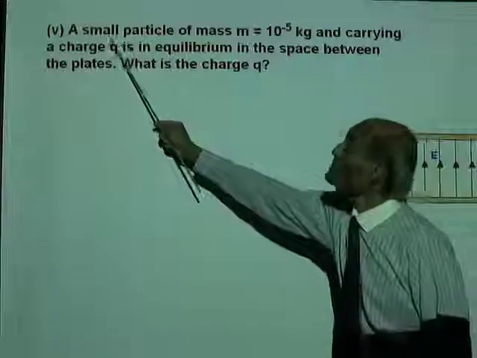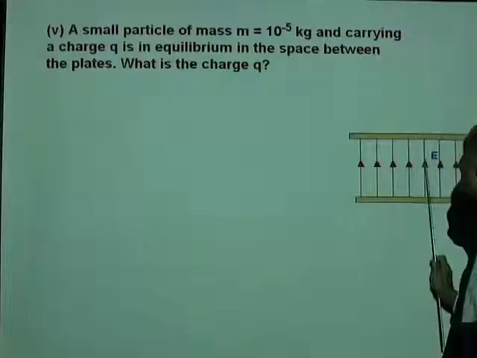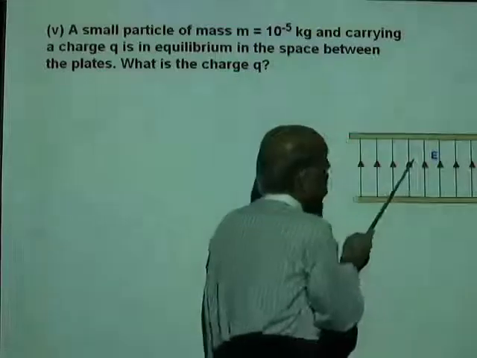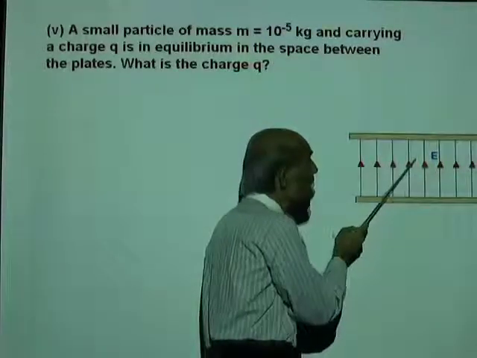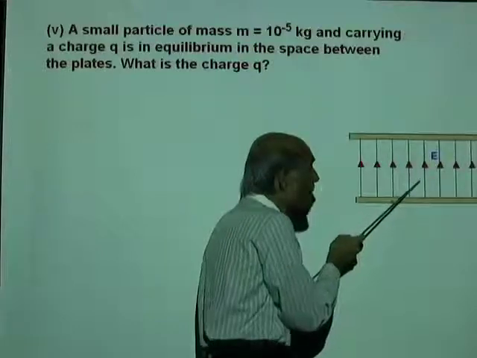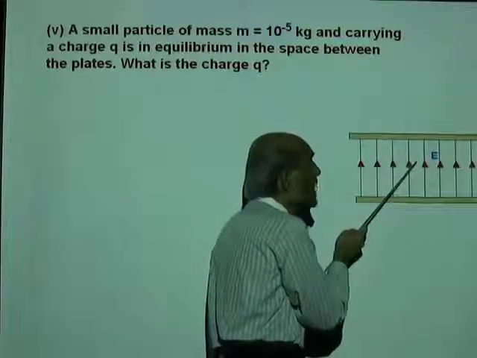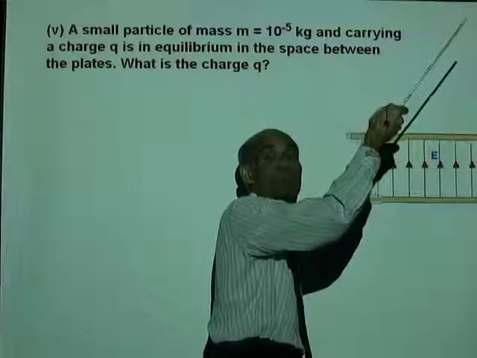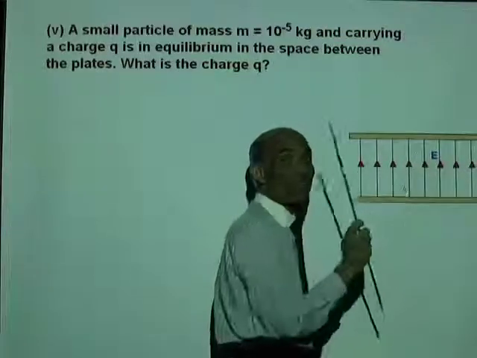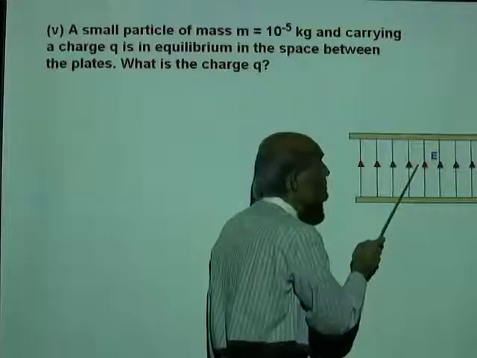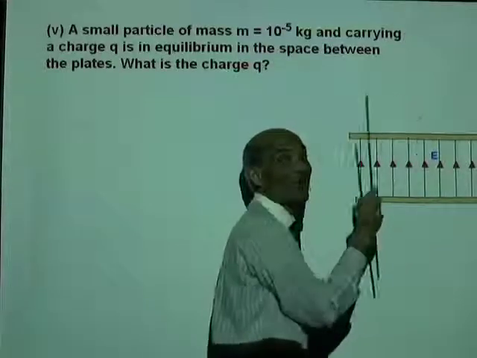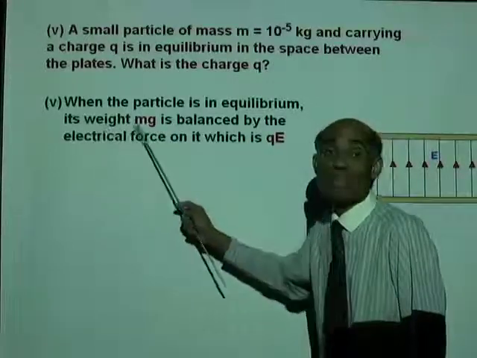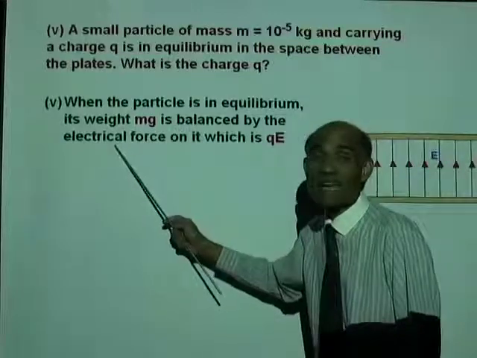We have an object that carries a charge q and is in equilibrium in the space. What does that mean? If the object carrying a charge has to be in equilibrium, then the weight of the object acting vertically down must be balanced by the electrical force that must be acting up. So obviously it is a positive charge, because only a positive charge experiences a force in the direction of the field. When the particle is in equilibrium, its weight mg is balanced by the electrical force.